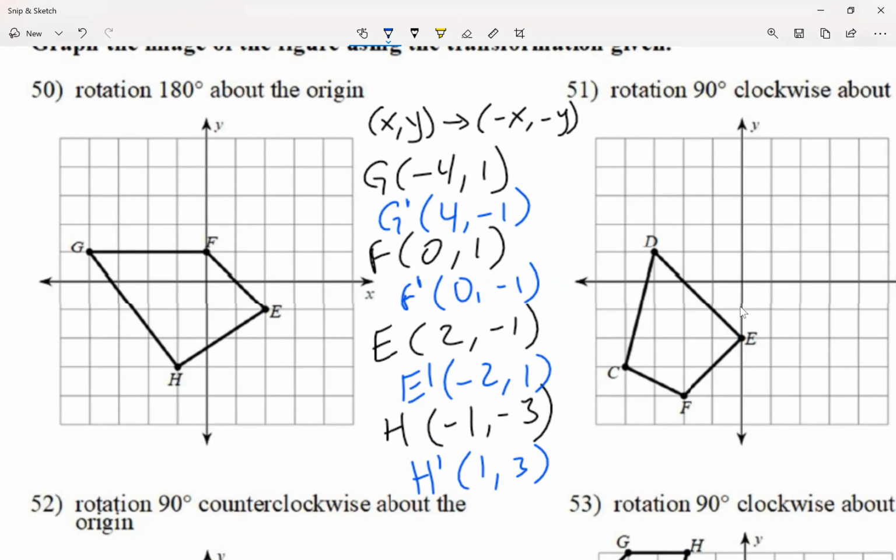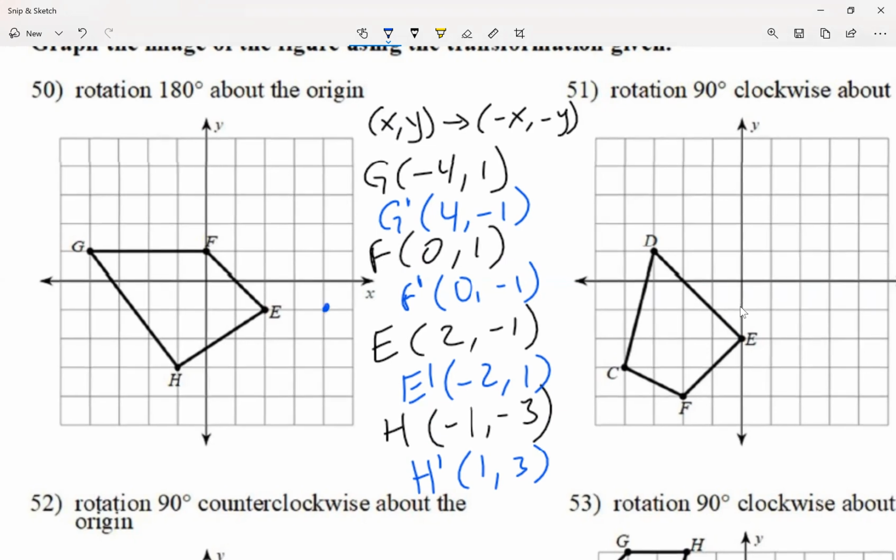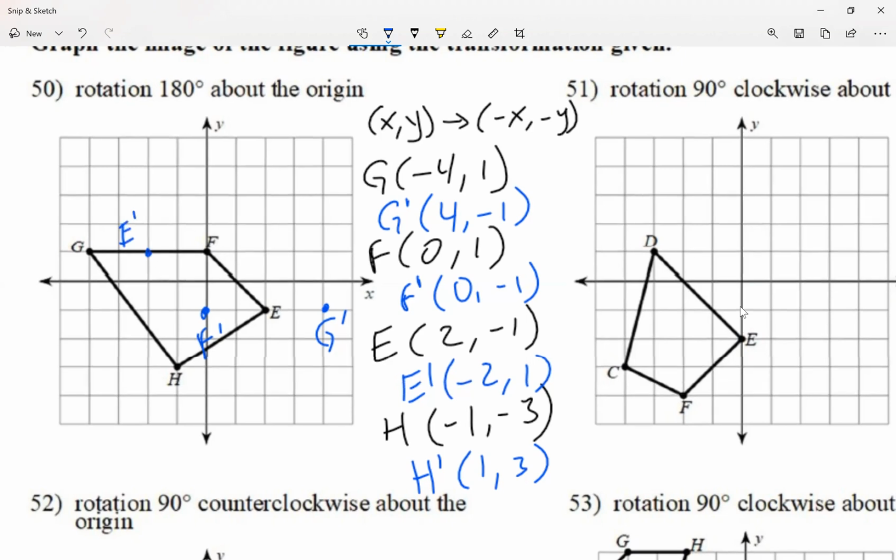Now, for fun, let me just graph my points. So G prime is here. F prime is here. So this is G prime, F prime, E prime is what? -2, 1. And then H prime is what? 1, 3.